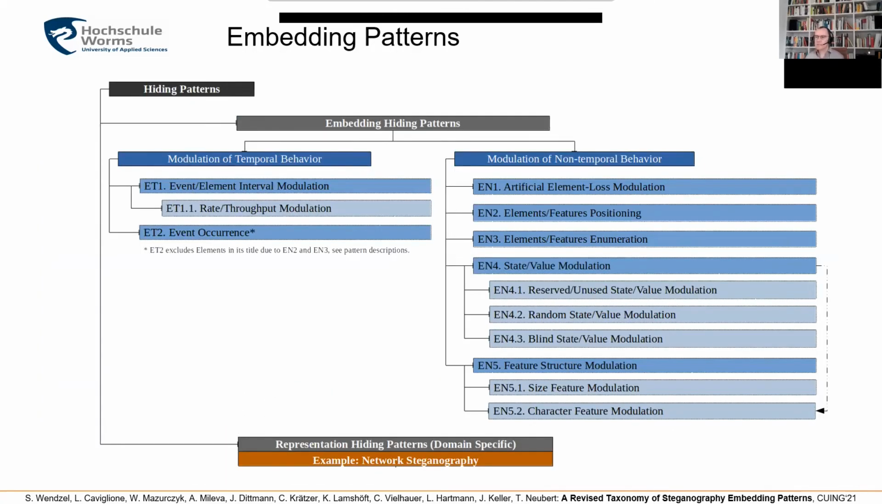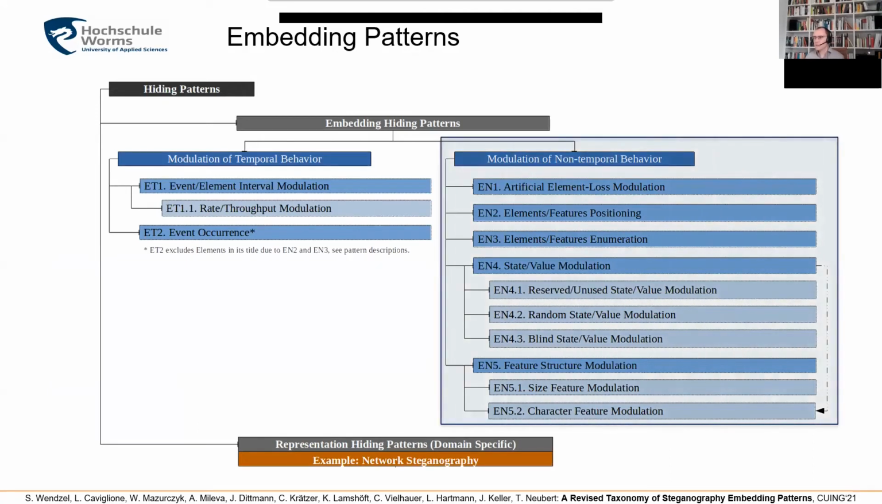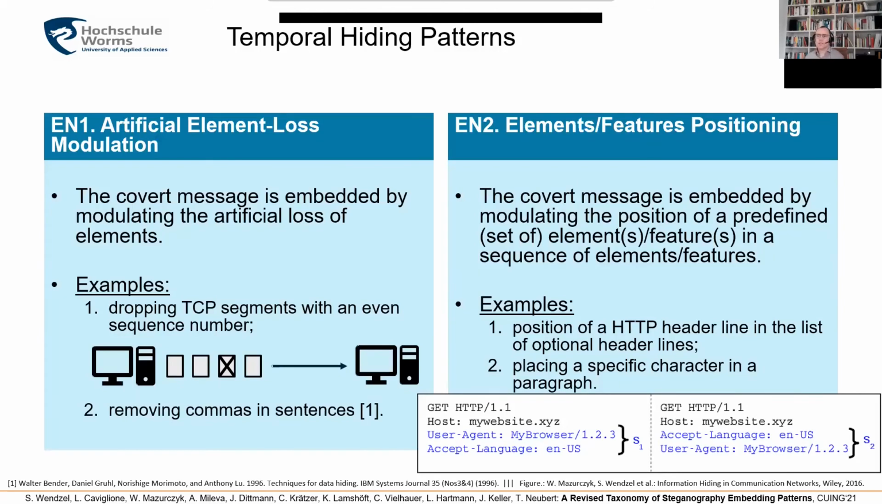Now let's look at the non-temporal patterns here on the right side. So first of all, there's artificial element loss modulation. That just means that we embed the secret information by modulating some artificial loss of elements. For instance, we could artificially drop TCP segments to mimic a reliability feature and saturation. And we could also remove commas in sentences.